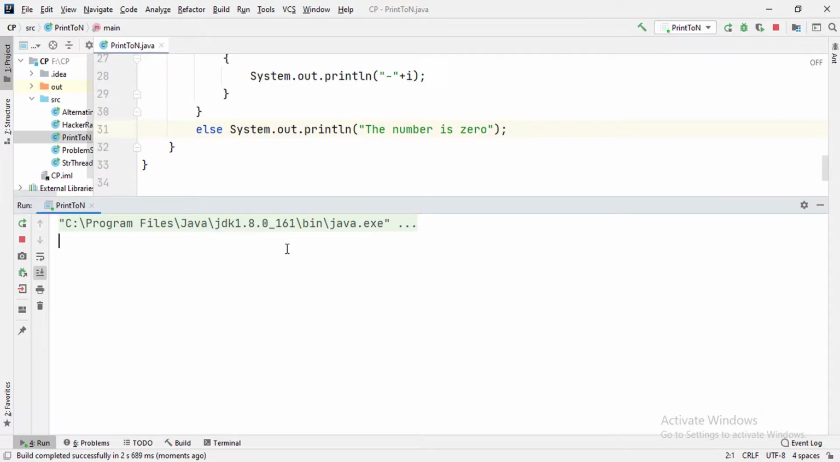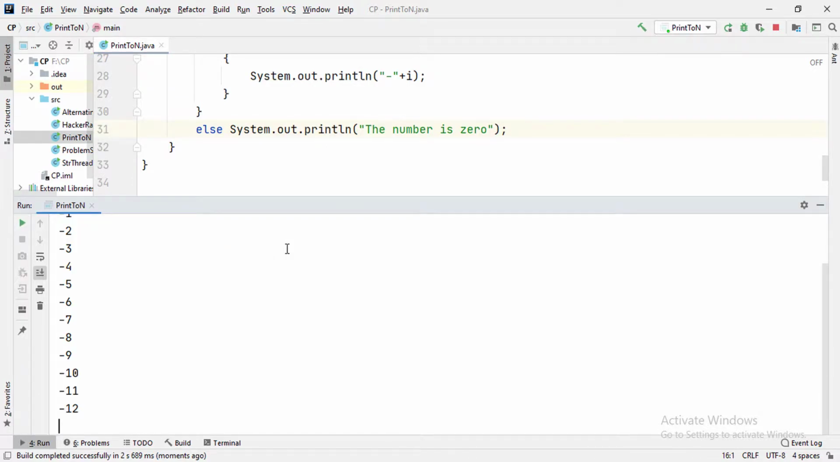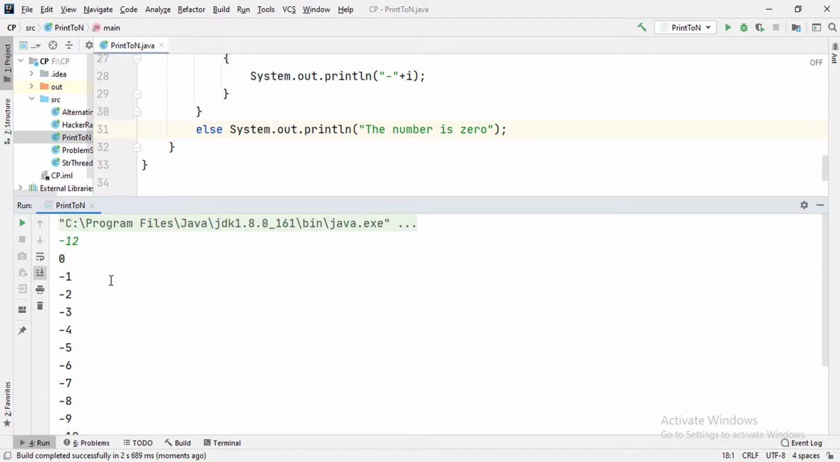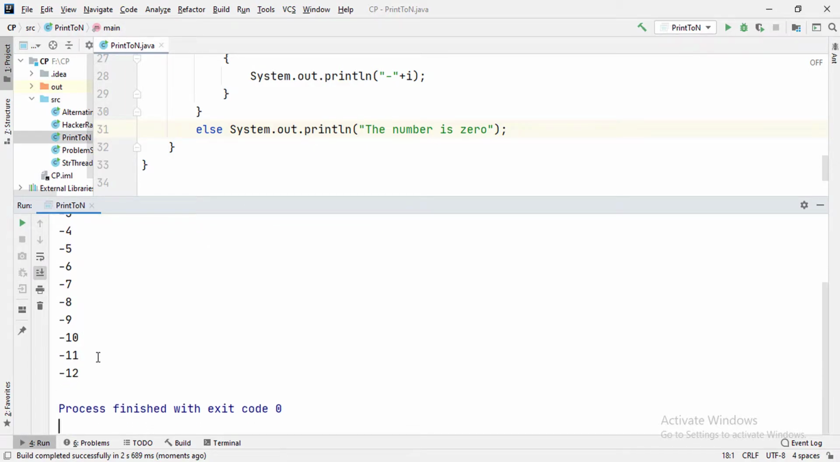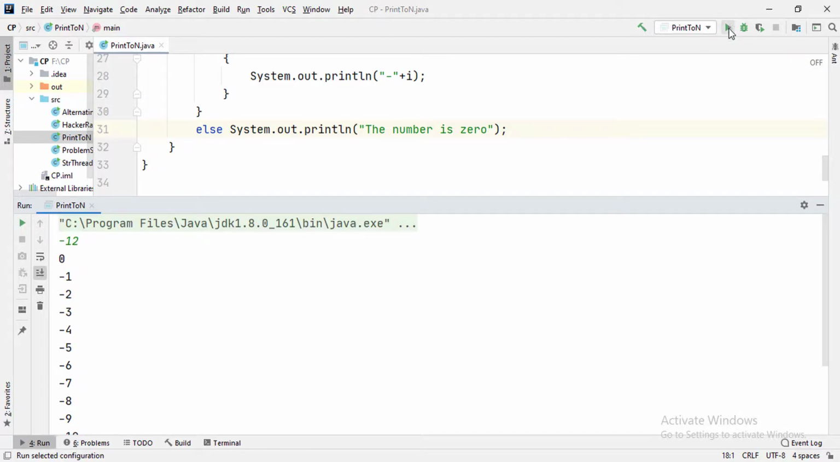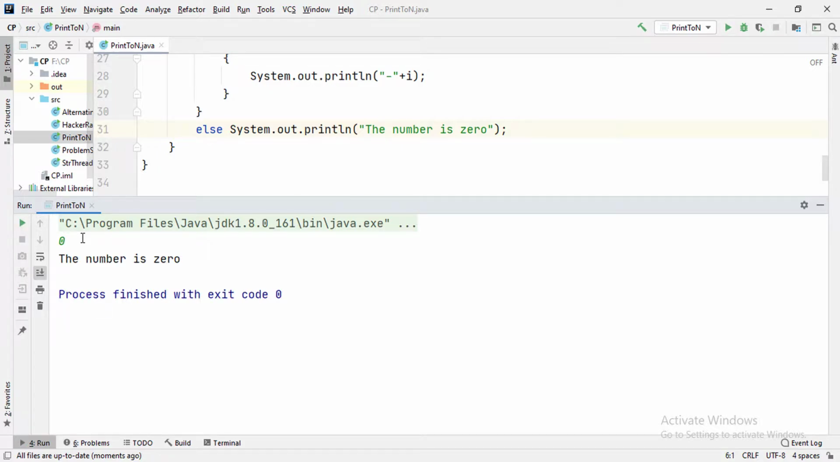I'm entering -12 and it's printing from 0, -1, -2, -3, -4 to -12. Okay, let's run again and put 10. It's printing from 0 to 10, and again let's run and enter 0. Let's say the number is 0, which is a wrong input. Okay, so now we got it.